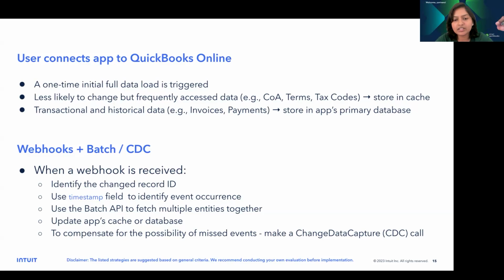And then next, any update that's made or any change that happens, you can read that via batch CDC and also use our webhooks. So when a webhook is received, based on the timestamp, identify the event, then batch all the events together, and then make a read query. Update your cache accordingly. In case you want to avoid situations where you're missing webhook events, you can use change data capture.